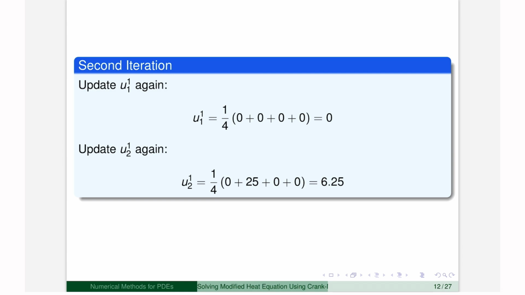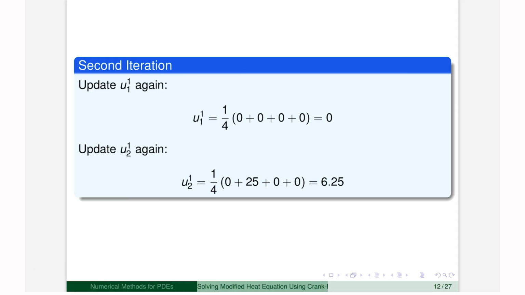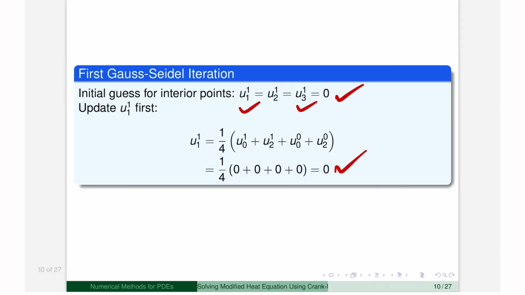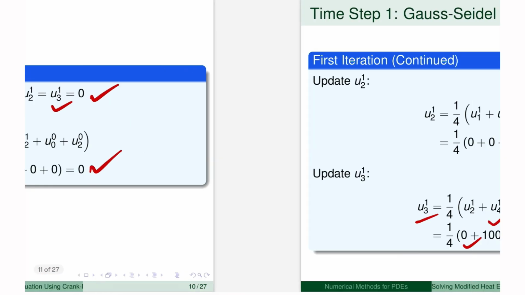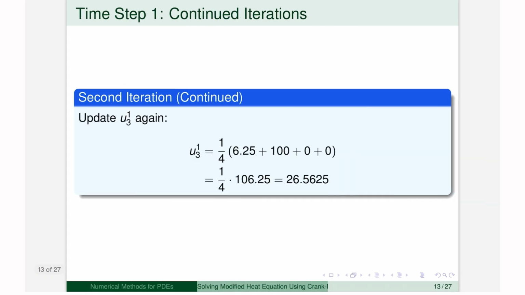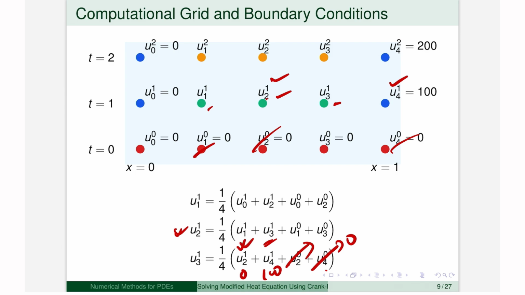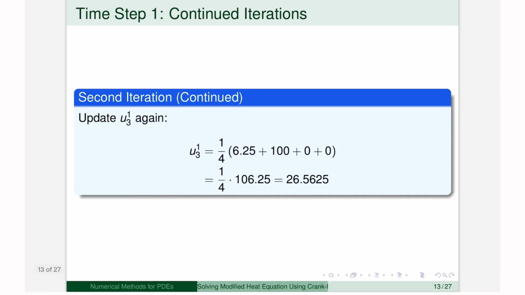Similarly we go for the second iteration, we will take all these values and do that. Similarly u11, if I plug that in, will be 0. Now u21, because we got u13 here, we have to plug that in the second iteration, and that will be 6.25. Now again u13: if you see the equation here, this is 100, so the next iteration will be 1 by 4 of 6.25 plus 100 plus 0, 0, so it will be 26.5625.